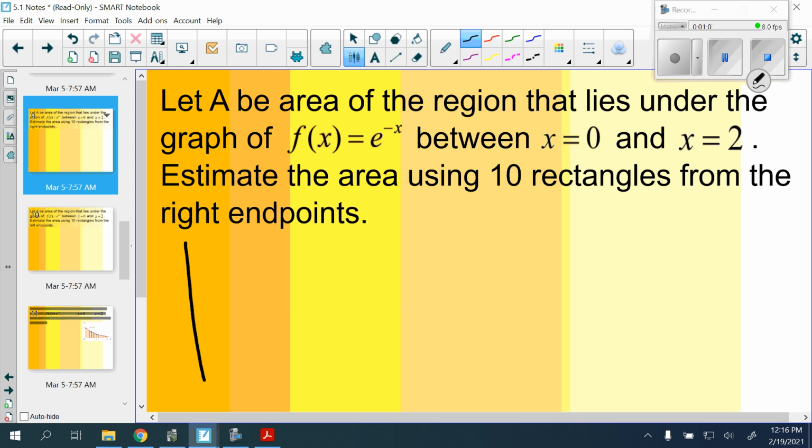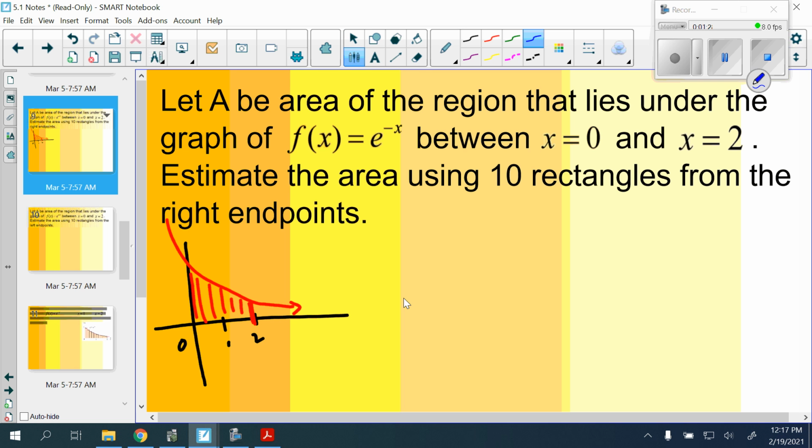So it kind of looks like this. There's 0, 1, and 2, and we've got a curve coming down here, and it's going to keep decreasing. But we're only looking right in here. What's the amount of area there? We're going to do that by splitting this into 10 rectangles.